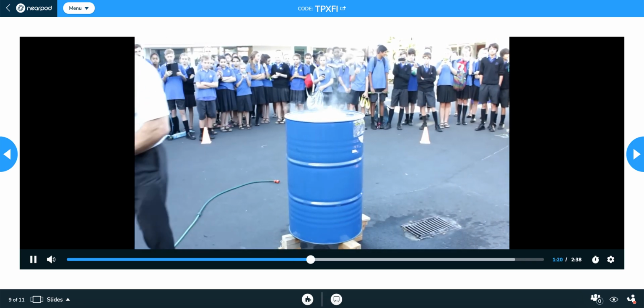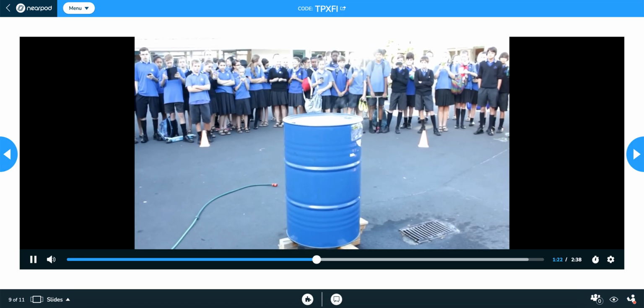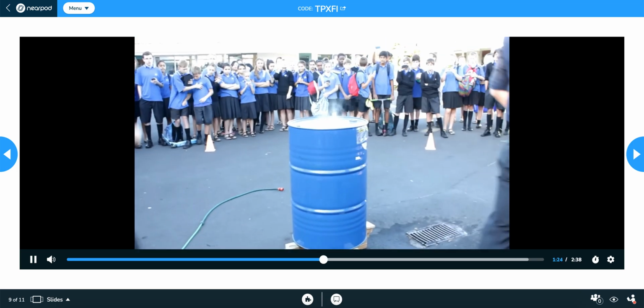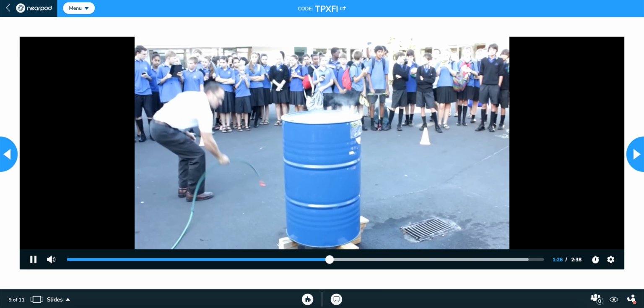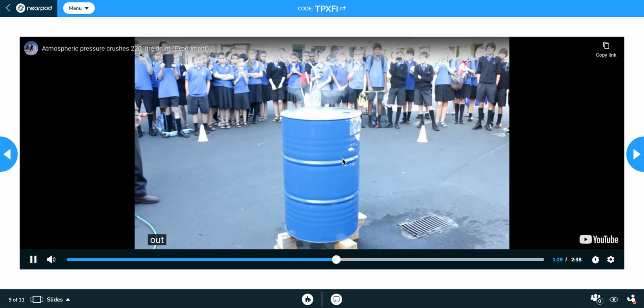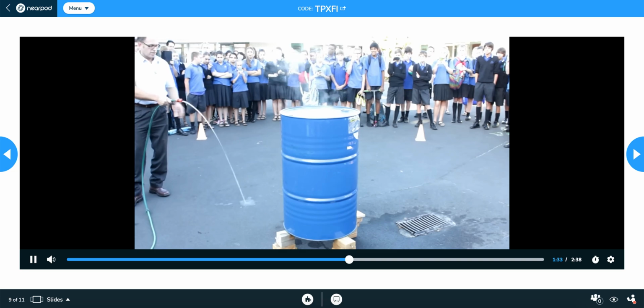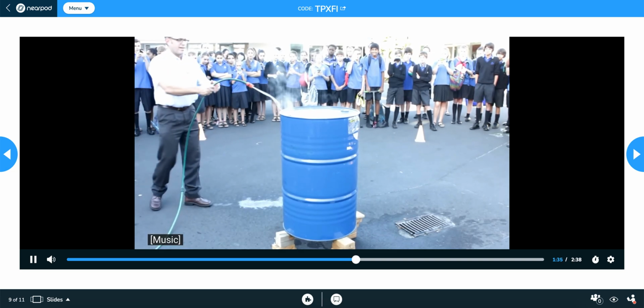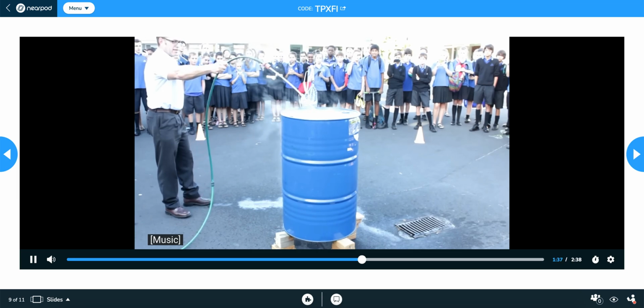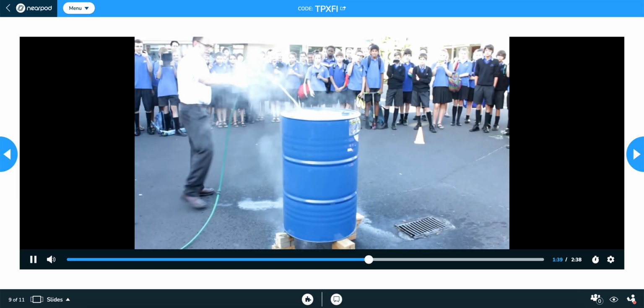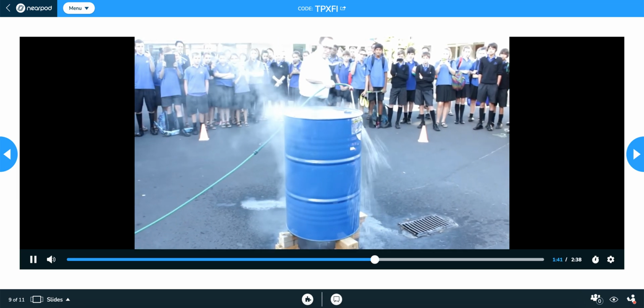Now you see the hose in the background, and they're going to spray cold water on this. Right now, again, the air inside this canister has now expanded. They were heating it. Now they're going to put cold water on, which is going to make the molecules move a bit slower, and the volume will decrease.